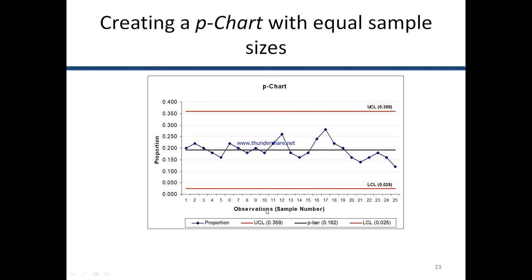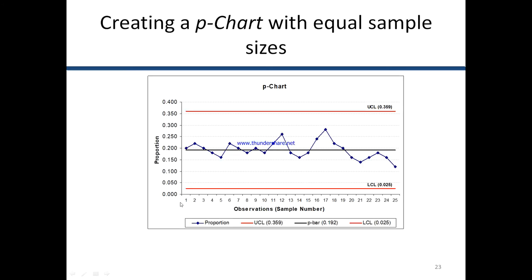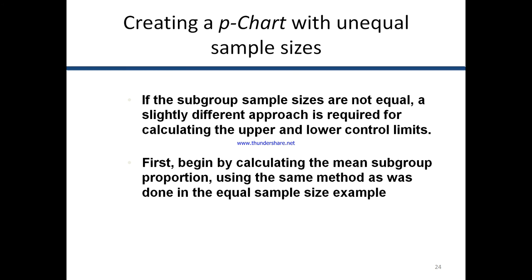And if you look at the data set, you can see in the first sample the proportion is 0.2, in the second sample 0.22. Likewise, you have to plot your data set. So based on this we can come to a conclusion whether our process is in control or out of control. If we can observe a random pattern when we construct this P chart, we can decide that our process is in control, right?